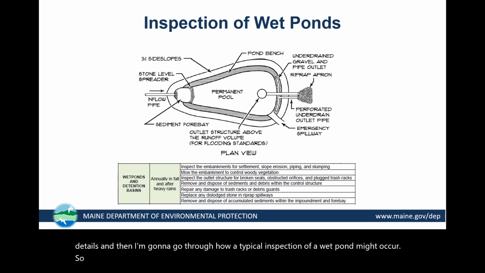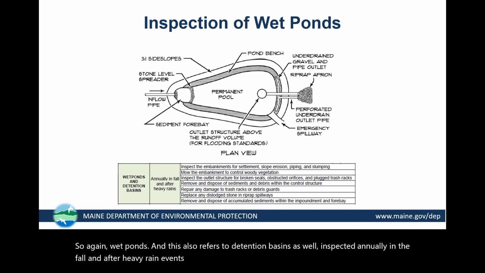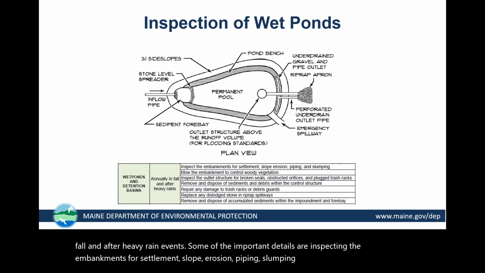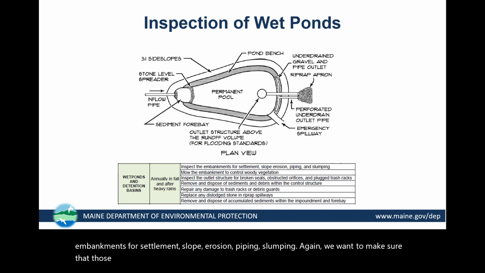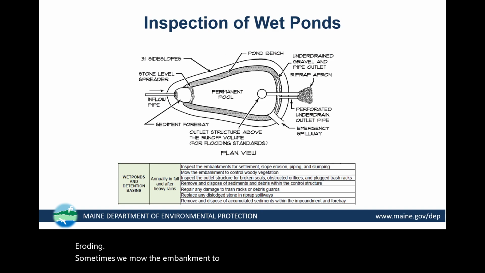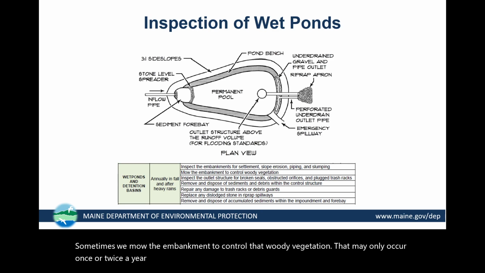So again, wet ponds, and this also refers to detention basins as well, are inspected annually in the fall and after heavy rain events. Some of the important details are inspecting the embankments for settlement, slope erosion, piping, slumping. Again, we want to make sure that those embankments are in good condition and they're not eroding. Sometimes we mow the embankment to control that woody vegetation. That may only occur once or twice a year. But again, we want to control the woody vegetation around the pond.